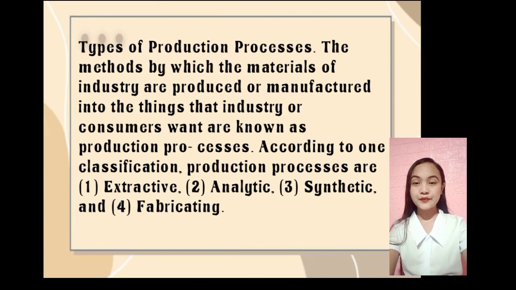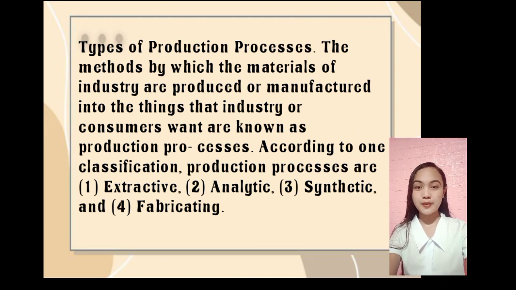Moving on to the next slide, we have here types of production processes. The methods by which the materials of industry are produced or manufactured into the things that industry or consumers want are known as production processes. According to one classification, production processes are first, extractive, second, analytic, third, synthetic, fourth, fabricating. So let's identify it one by one.